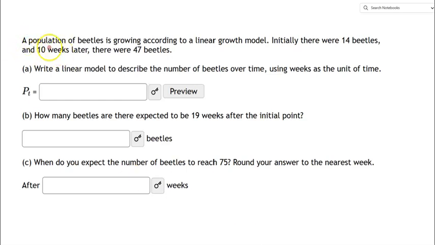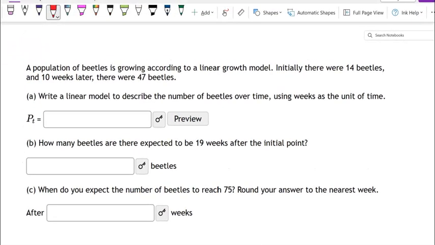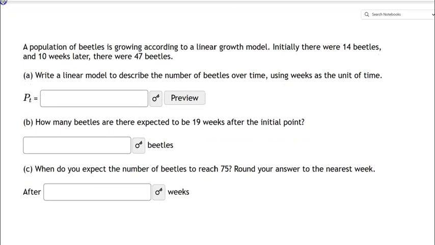This is the problem with the linear model. So let's see the questions. A population of beetles is growing according to the linear growth model. Initially there were 14 beetles. So the number of beetles at the beginning is 14.